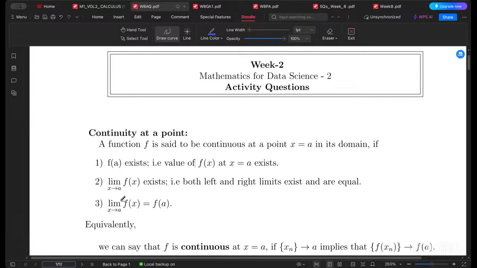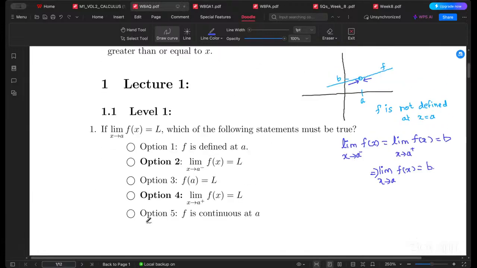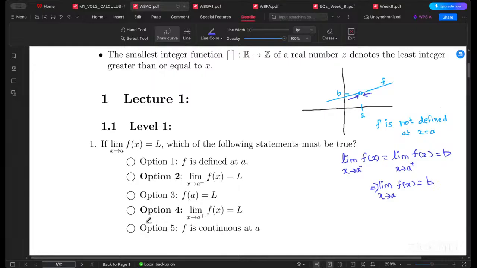So even if the function is not defined at a, there can be a limit at a for that function, right? Exactly, that's what this example is. But it is not differentiable if it is not defined at a. If it is not defined, it is not continuous, so it cannot be differentiable. You cannot talk about anything if it is not defined at a. Continuity and differentiability are something which we cannot even talk about. Okay, fine.